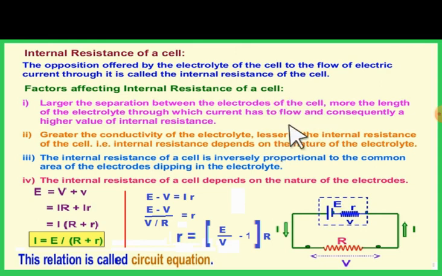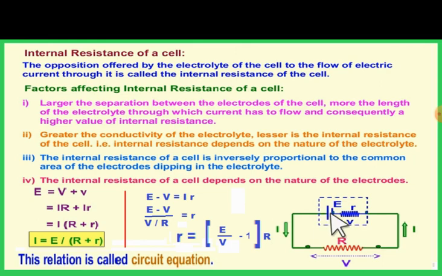There are various factors which affect the internal resistance of a cell. It depends upon the nature of the chemicals, or rather the electrolyte that is placed so as to make that a source of EMF. It also depends upon the nature of the electrolyte, as I said. It also depends upon the distance between the two electrodes in the cell itself.